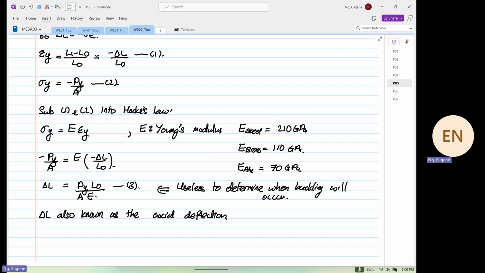Right? Some of you might say, why is it useless? Okay. Cross-sectional area did change, right? Length is still the same, but it is useless for buckling. Any idea? Any idea why? Yeah. Well done.